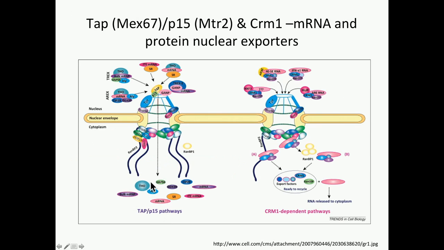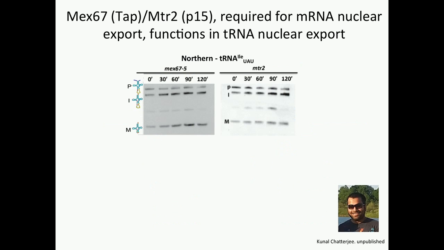And what's known about these is MEX67 and MTR2 are known messenger RNA nuclear exporters, and CRM1 is a known protein nuclear exporter, and in vertebrate cells plays a role in stress-related mRNA nuclear export for a series of mRNAs. So these gene products that have previously been implicated in messenger RNA and protein nuclear export seem to accumulate tRNAs in the nucleus. So here's the data showing that they rapidly affect, at the non-permissive temperature, the accumulation of intron-containing tRNAs.